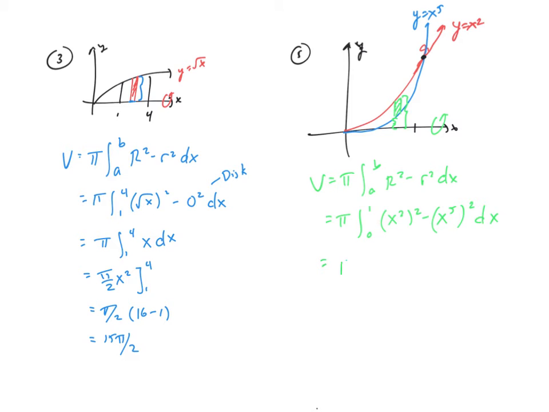So I'm going to simplify this just a little bit to make it easier to put in my calculator. x to the 4th minus x to the 10, dx. And we put that in, and you should get 6 pi over 55. And that's that. Okay, moving on to the next one.